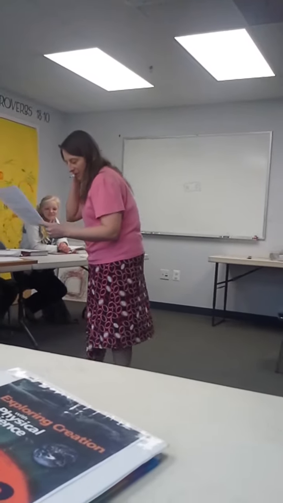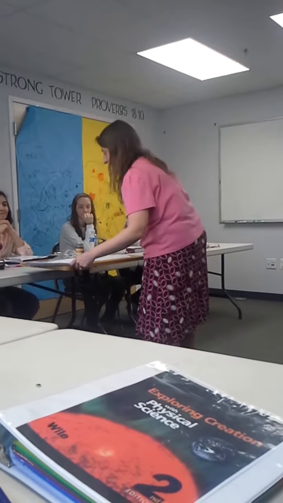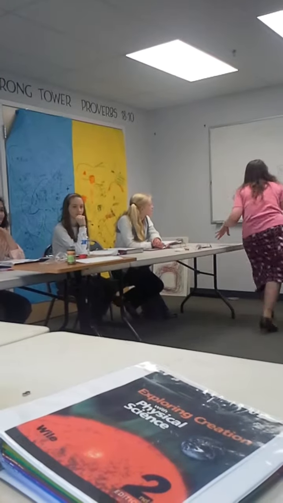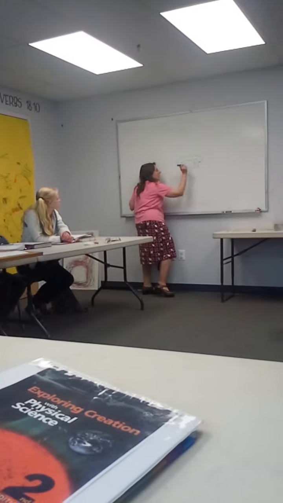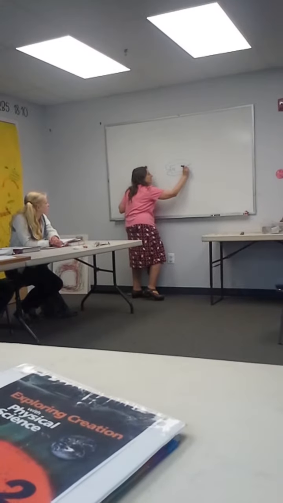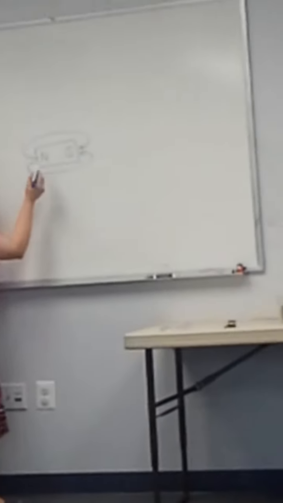Alright, so what did I want to say? I had something important to say before I did this. Oh, okay. Field lines. Okay, so magnetic field lines go from north to south. So in a magnet, you have field lines that go like this, right? They always go from north to south.